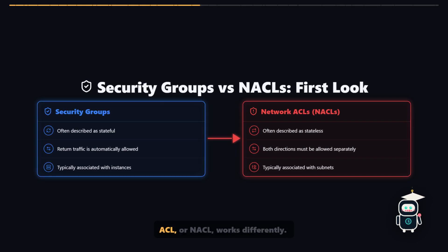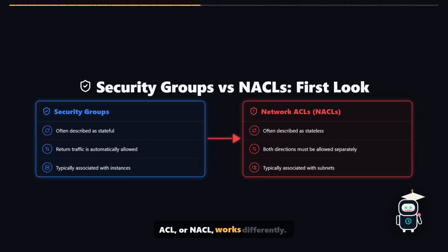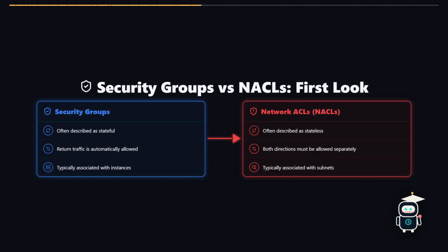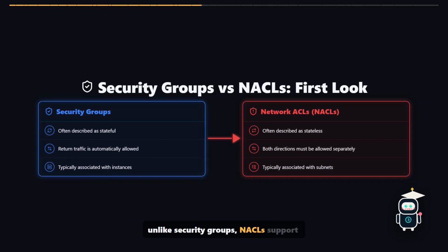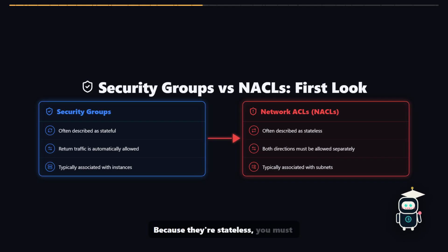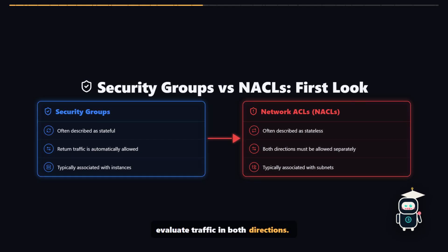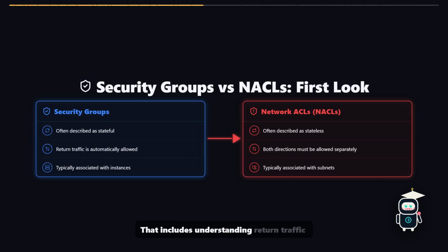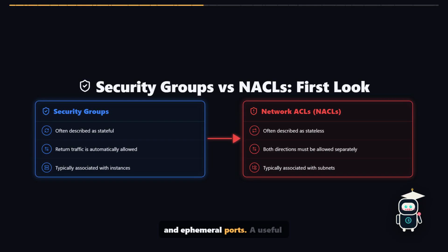A network ACL, or NACL, works differently. NACLs operate at the subnet boundary. They are stateless. And unlike security groups, NACLs support both allow and deny rules. Because they're stateless, you must evaluate traffic in both directions. That includes understanding return traffic and ephemeral ports.